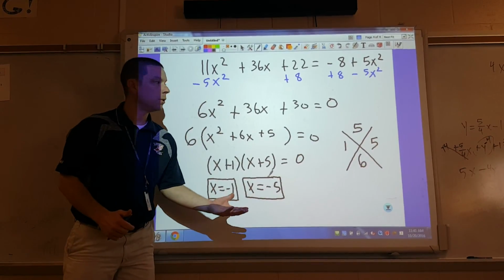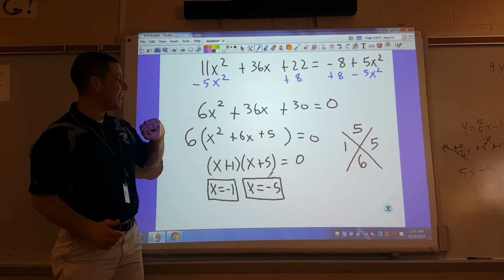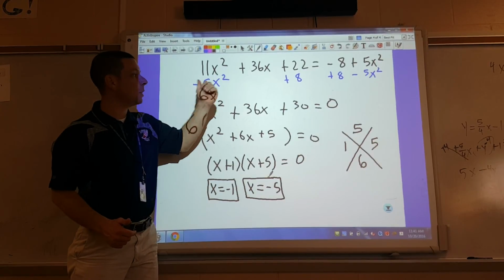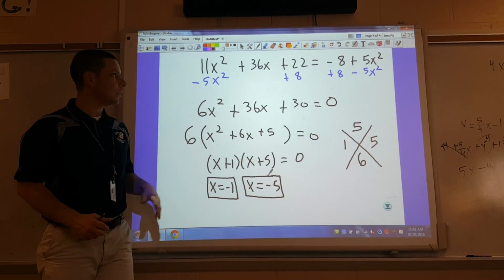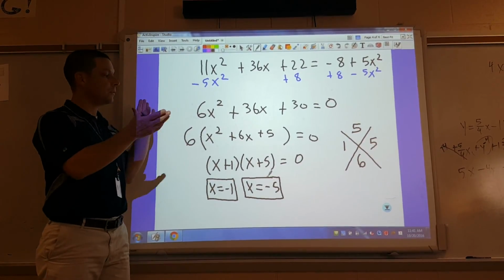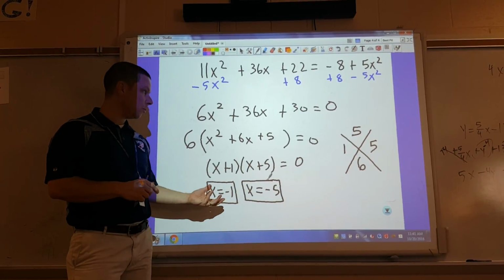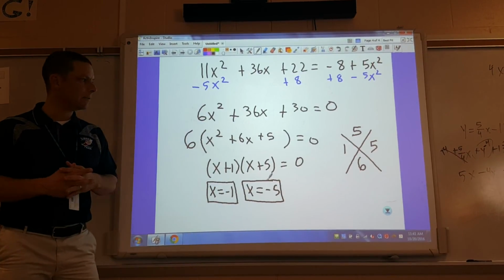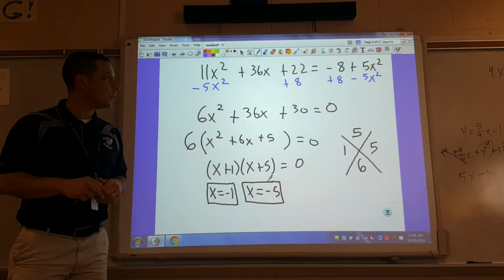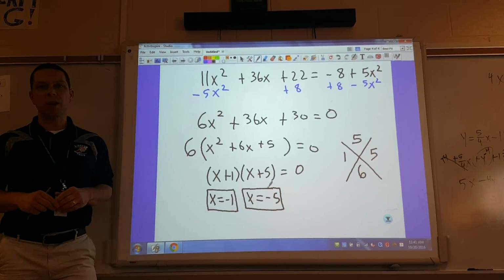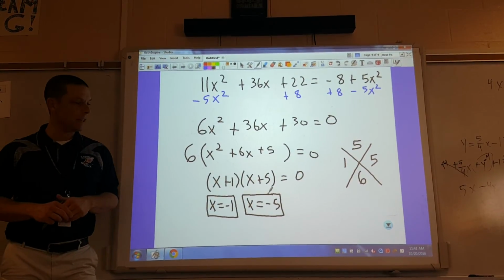And you could, if you wanted to, take the time to substitute them back in to the original equation, and see that you would get the left side equal to the right side if you plug -1 in all the way across, or -5. So there's a little bit of information on solving quadratic equations by factoring.